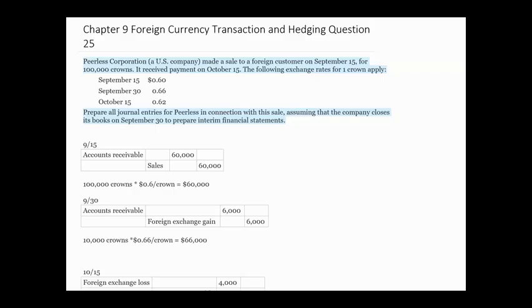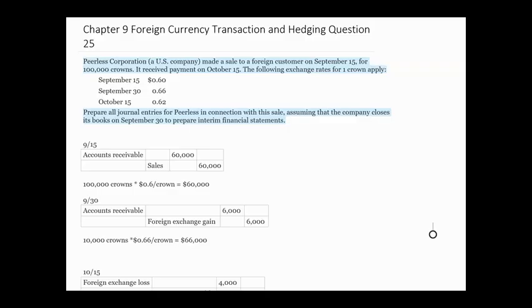So here we have to make another assumption: the company always prepares the journal entries in US dollars, not foreign currency. Okay, so let's have a look at the journal entries one by one. On September 15th, when the company made the sale to the foreign customer, because it did not receive payment immediately, the journal entry is to debit accounts receivable and credit sales. Remember, we need to record everything in US dollars.